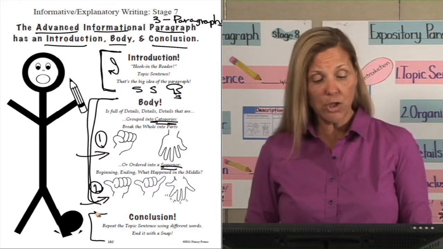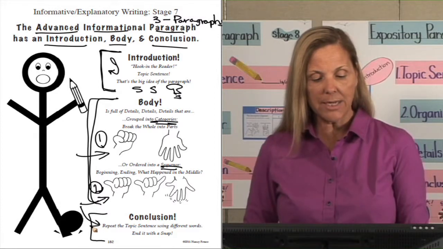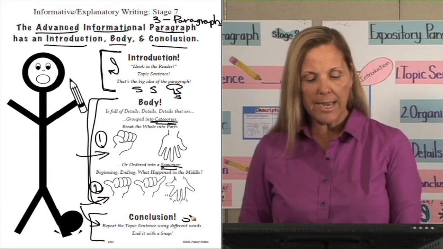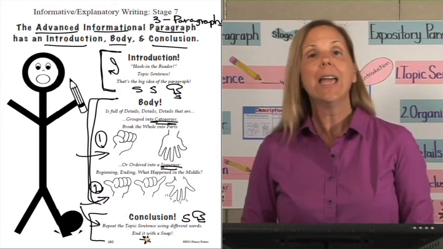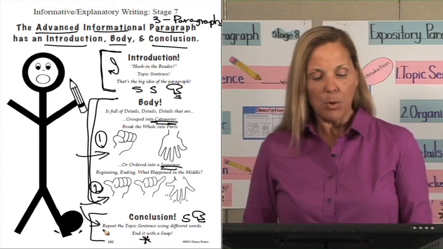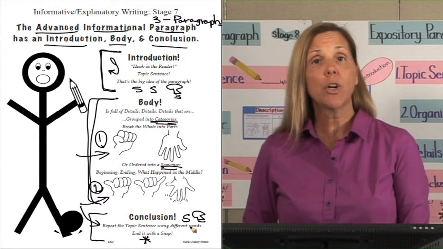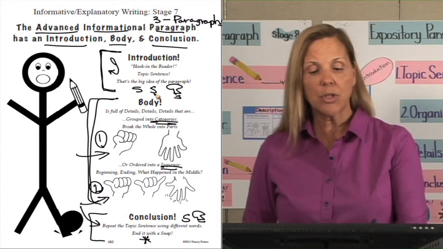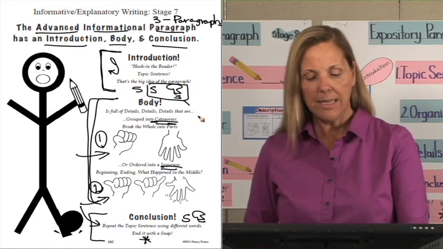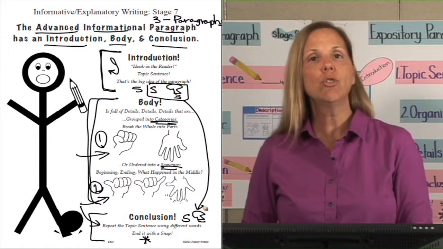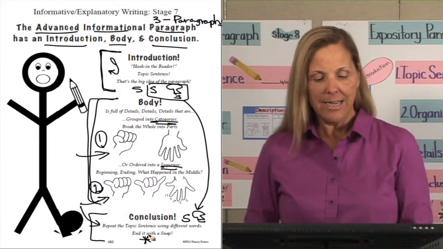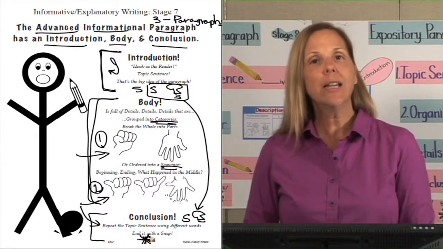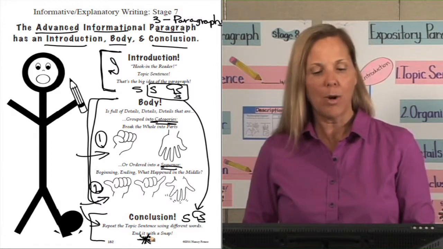Finally, in the conclusion, we're going to repeat the topic sentence. So we will use S Lightbulb as our secret formula, and on the bottom, end it with a snap. Repeat the topic sentence using different words. S Lightbulb means we're just going back up and we're taking that subject and the big idea, and we're repeating that in our conclusion, but trying to come up with different words to say the same big idea. And the snap, that's an interesting way to end your writing.